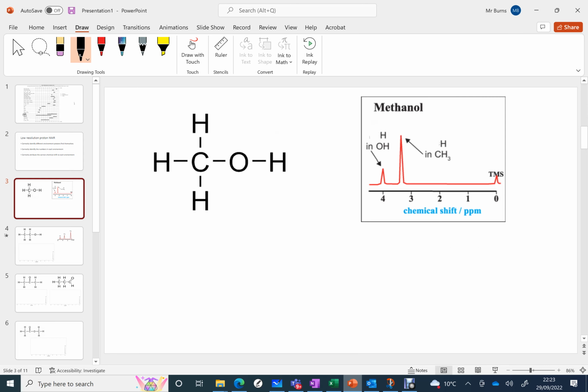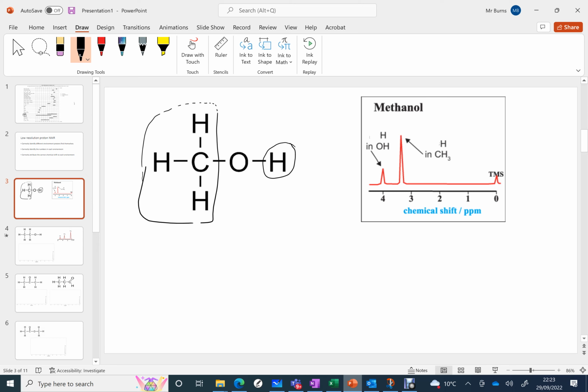Okay, so we'll start off with methanol. I've given you the actual answer sitting up at the top there. We should be able to see that there are two environments in which hydrogens find themselves. There's these three hydrogens here, which are all in the same environment. They're all attached to the same carbon. And we've got this hydrogen here, which is in a completely different environment because that's chemically bonded to an oxygen.